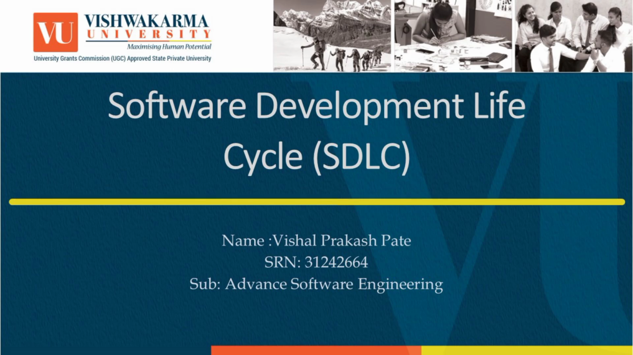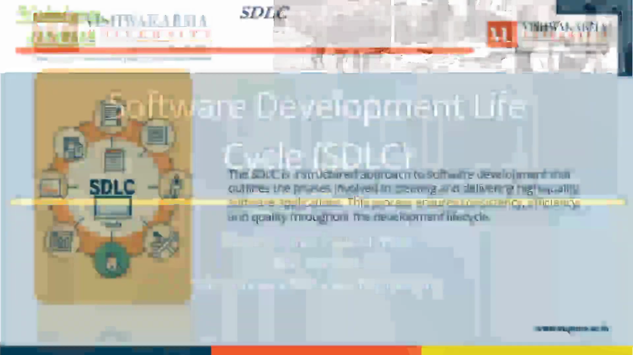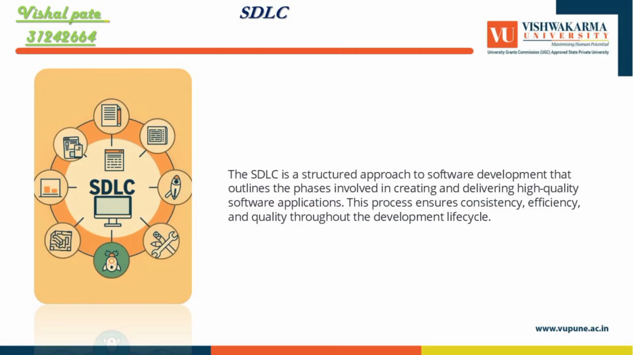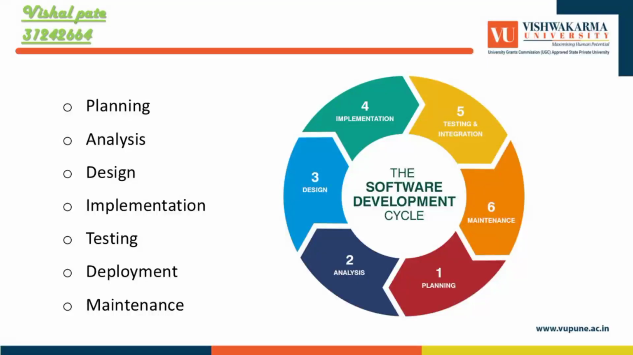Today I am going to discuss one of the fundamental concepts in software engineering: the software development lifecycle, or SDLC. The software development lifecycle is a structured process used in software engineering to design, develop, test, and deploy high quality software efficiently. It provides a systematic approach to ensure that the software meets business requirements, is delivered on time, and is free from defects. There are 7 phases in SDLC.